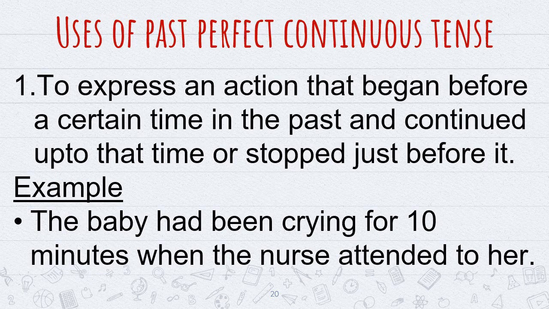Now, let's have a look on uses of past perfect continuous tense. This tense is used to express an action that began before a certain time in the past and continued up to that time or stopped just before it. For example, the baby had been crying for 10 minutes when the nurse attended to her.